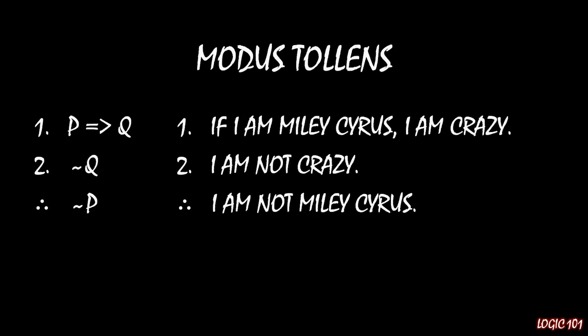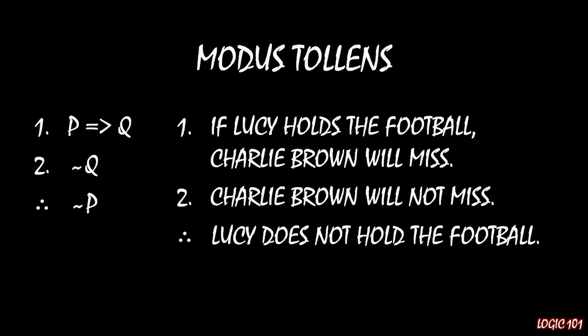Similarly, if Lucy holds the football, Charlie Brown will miss. And if we know that Charlie Brown will not miss, then we can conclude that Lucy does not hold the football. Because if Lucy were to hold the football, that second premise can't be true. If Lucy holds the football, Charlie Brown misses, but in this case, Charlie Brown will not miss, so it can't be the case that Lucy is holding the football.